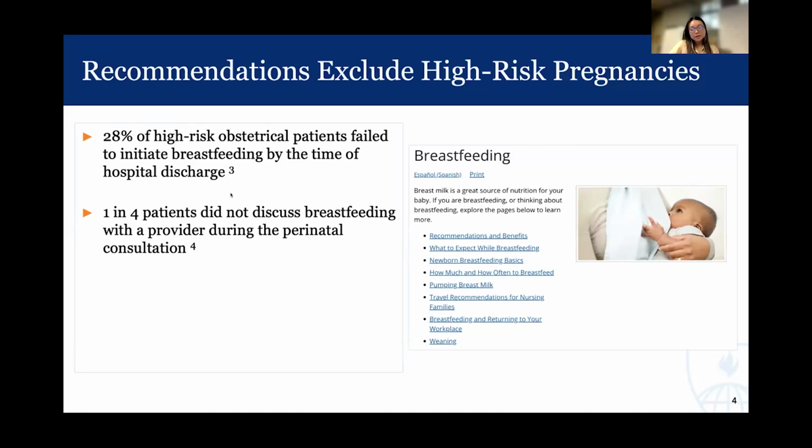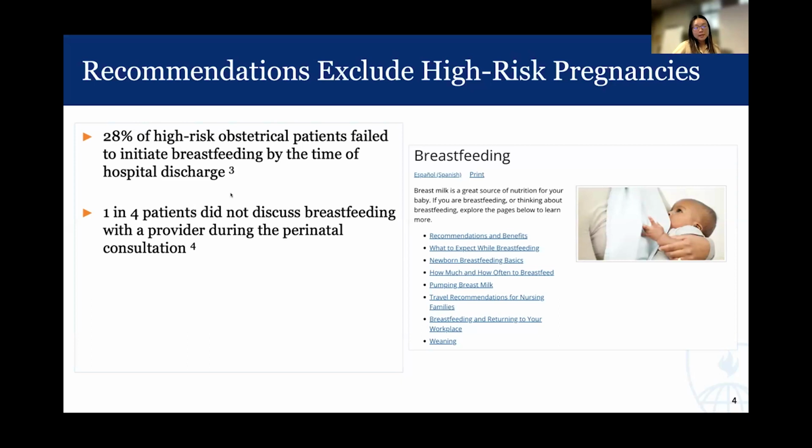In a retrospective study conducted in 2016 among high-risk obstetrical patients, they found that of the patients who intended to breastfeed exclusively, by the time they were discharged from the hospital, 28% failed to initiate breastfeeding. And in a different study looking at breastfeeding promotion among pregnancies that were high risk for NICU admissions, 1 in 4 patients did not discuss any breastfeeding plans or make breastfeeding decisions with a provider during their perinatal consultations.